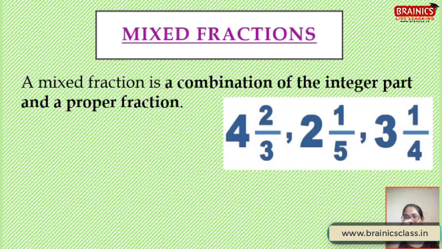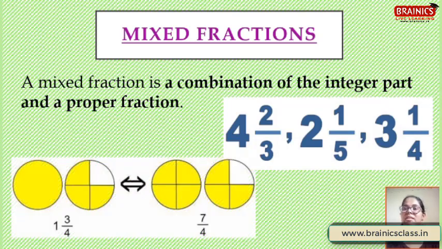So 2 1 upon 5. 2 is an integer. 1 upon 5 is a proper fraction. 3 1 upon 4. 3 is an integer. 1 upon 4 is proper fraction. Next example.